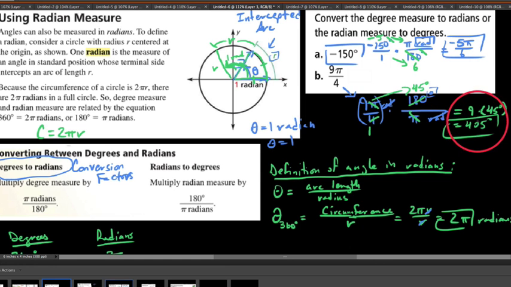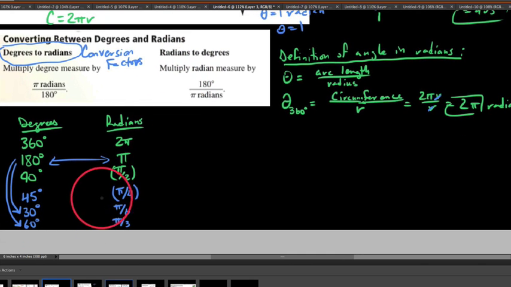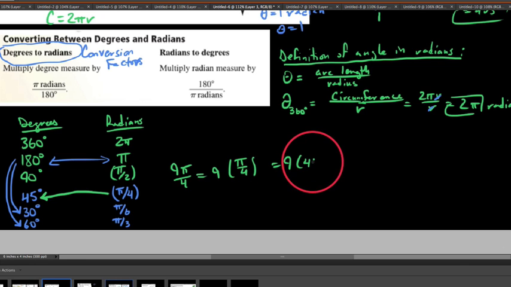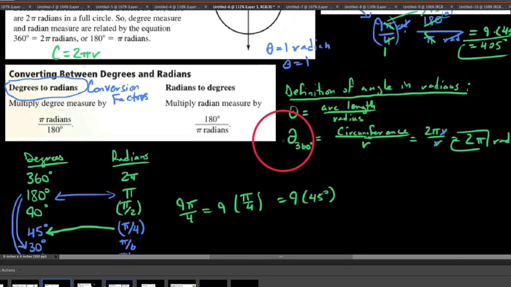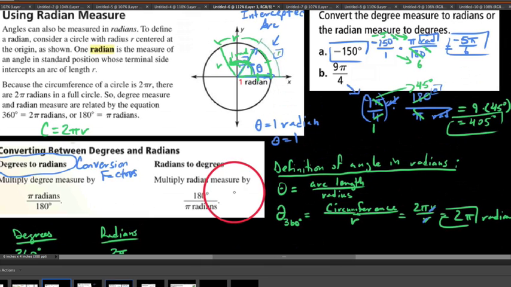We could check this out on a calculator here. But essentially, when you look at 9 pi fourths, recall that a pi fourth rotation is a 45 degree angle. When you're seeing 9 pi fourths, all we're really saying is that you're taking 9 times a pi fourths rotation, or in other words, 9 times a 45 degree rotation. So good to know for right now that basically you can either multiply by pi radians over 180 degrees or 180 degrees over pi radians, depending upon whether you want to go from degrees to radians or radians to degrees.